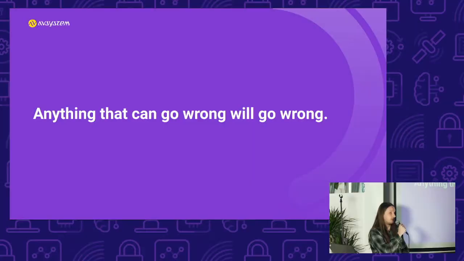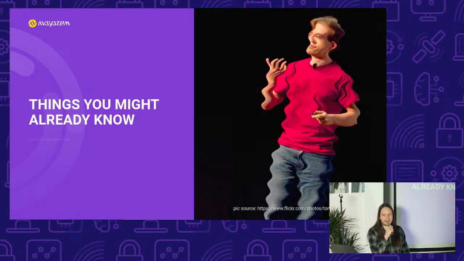So first of all, why do we need debugging? This is because of the old Murphy's Law: anything that can go wrong will go wrong, but we cannot just live with it. We cannot just tell our bosses and customers and users that our software will never work. So we need to do something about it. I will start by talking a little bit about things you probably already know about debugging.